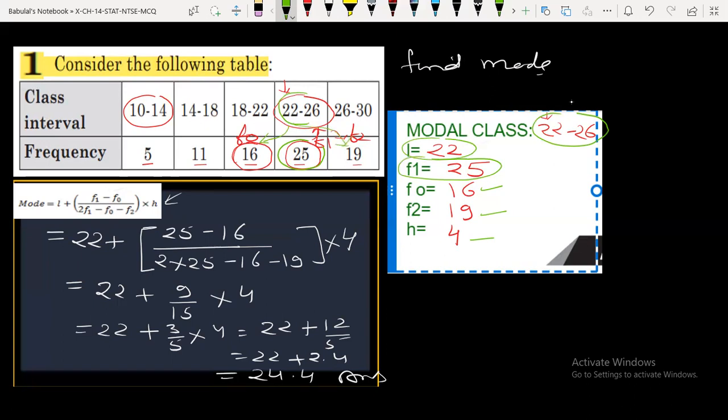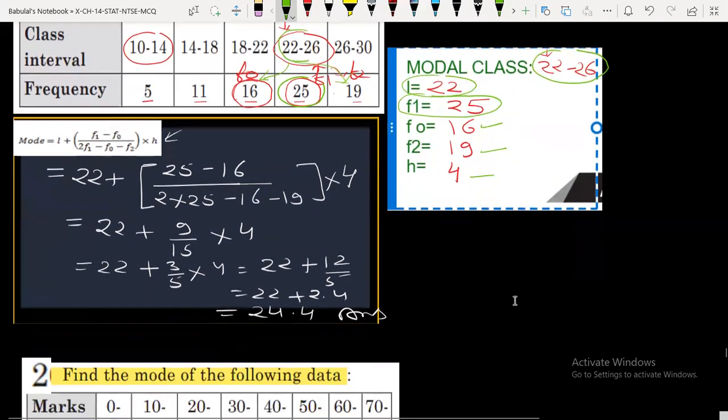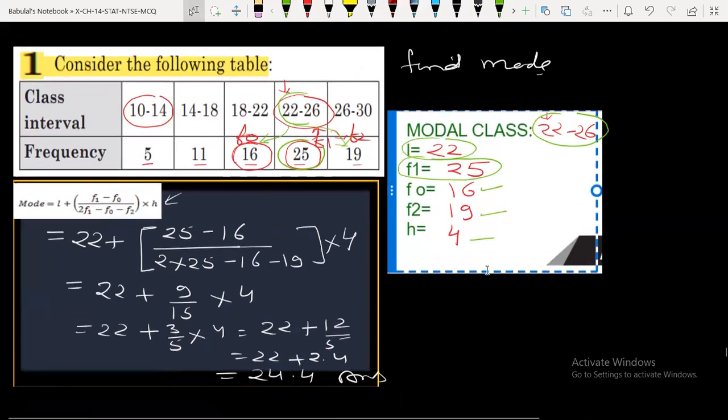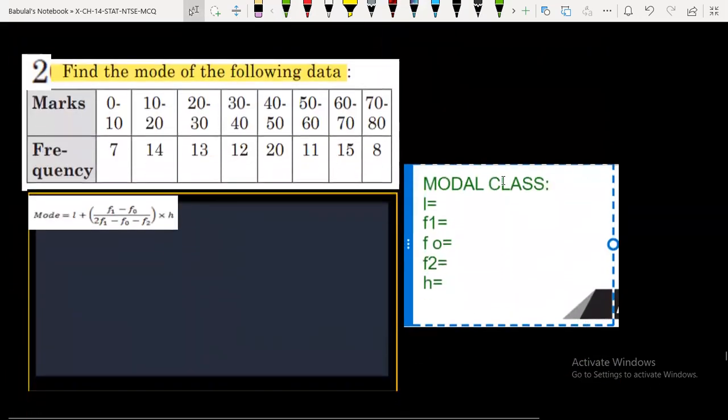And now put the values in the given formula. Mode is equal to L plus bracket F1 minus F0 divided by twice of F1 minus F0 minus F2, into H. आप value put करें और इसका answer find out कर लें. So now we go for the next question, and this is the next question for you.